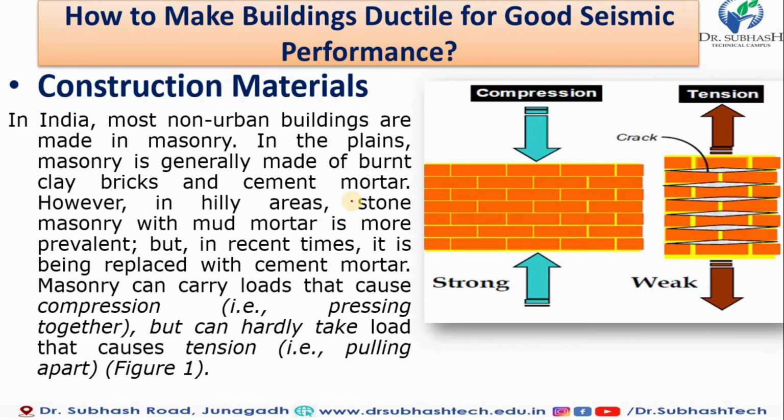So masonry can carry loads that cause compression, that is, pressing together, but can hardly take loads that cause tension. We all know that masonry is made of brick and mortar, so it is strong enough to resist compression. You can see in our first slide that it carries the compression force of any particular masonry. But it does not perform under tension load. You can see that the joint creates a crack. So that should be avoided in the case of ductility.